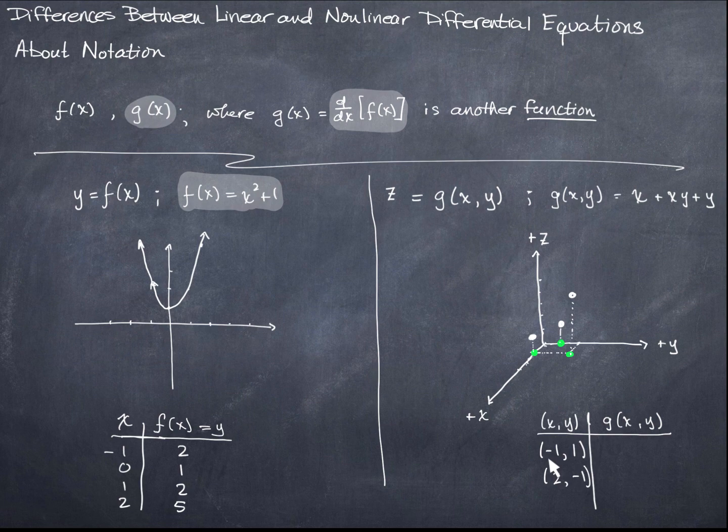I'm going to take this x value and this y value. X is -1, y is +1, so I have -1 plus -1 times 1, which is -1. That's -2, plus +1. So I have -1 for my result. X equals 2 and y equals -1 gives me 2 plus 2 times -1. That's -2. So these two add up to 0 plus -1. I wasn't trying to get the same value here, but looks like I did.